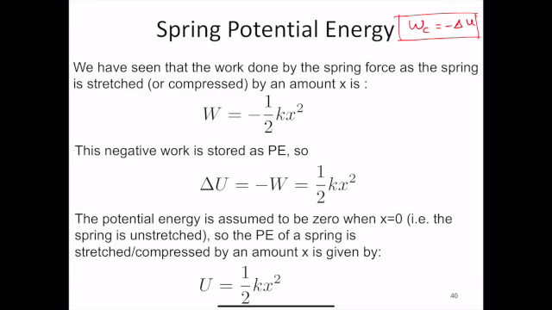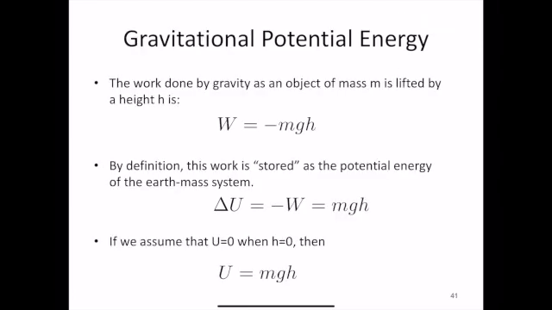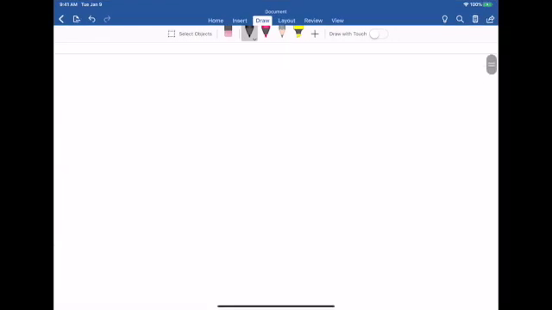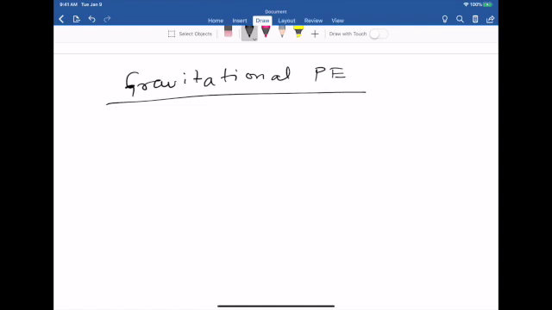All right. Next thing that we're going to talk about is gravitational potential energy. So for every conservative force, there is a potential energy associated with it. So next one that we're going to talk about is gravitational potential energy. We can figure that out in exactly the same way as we calculated spring potential energy. And we've actually already done this. You've seen this many times before.